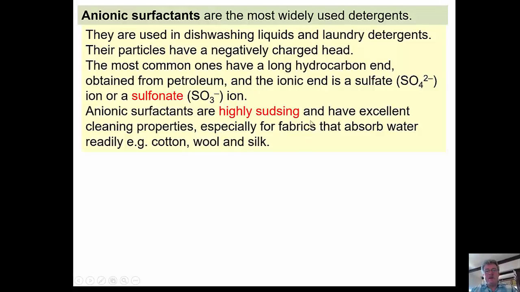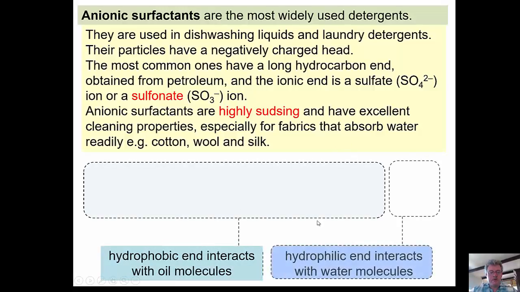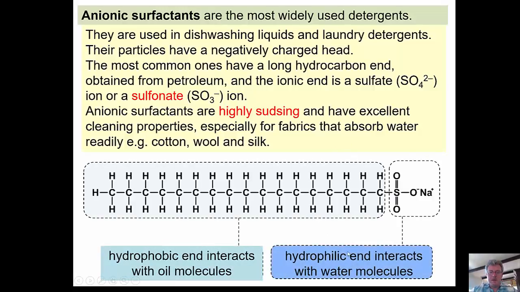Anionic surfactants are high sudsing. They suds a lot, make a lot of bubbles, make a rich lather, and have excellent cleaning properties, especially for fabrics that can absorb water into them, like cotton, wool, silk. Not so good on things like nylon. The hydrophobic end and the hydrophilic end. The hydrophilic is the water-loving end because it's charged, it's polar. This is non-polar, so it can interact with the oil molecules.